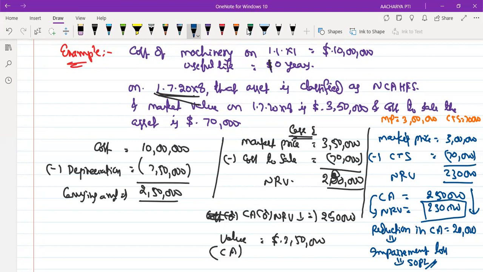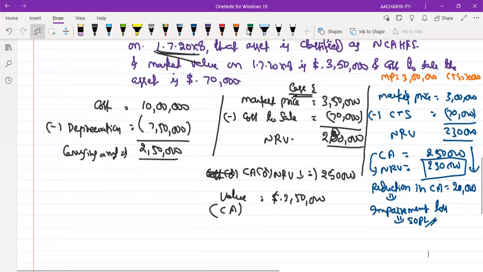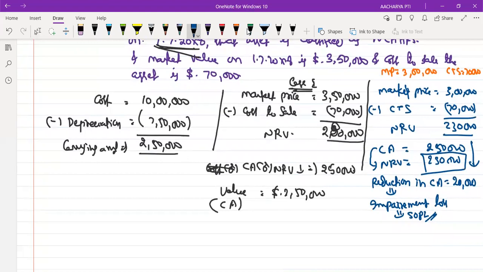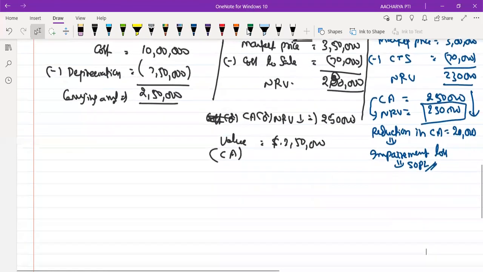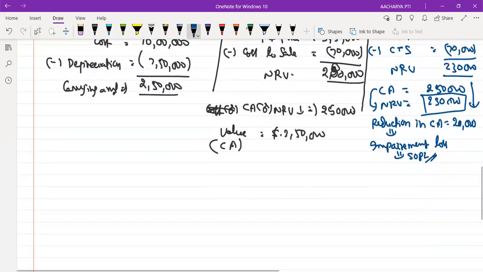So a non-current asset held for sale is valued either at carrying amount or at net realizable value, whichever is less. Any reduction in the carrying amount is treated as impairment loss and is transferred to the statement of profit and loss. So this is about non-current assets held for sale, the first part of IFRS 5.